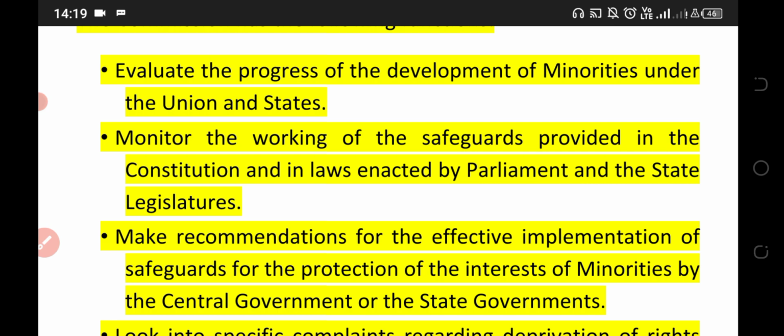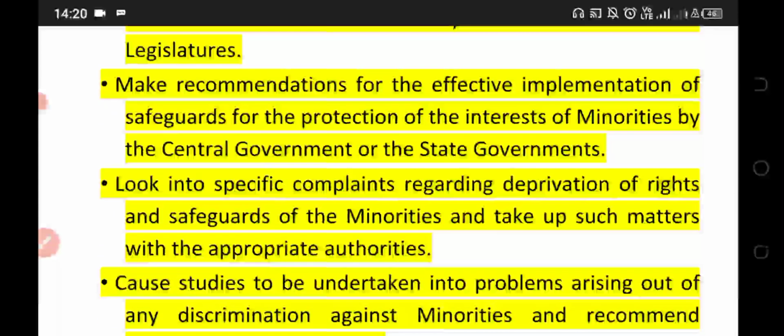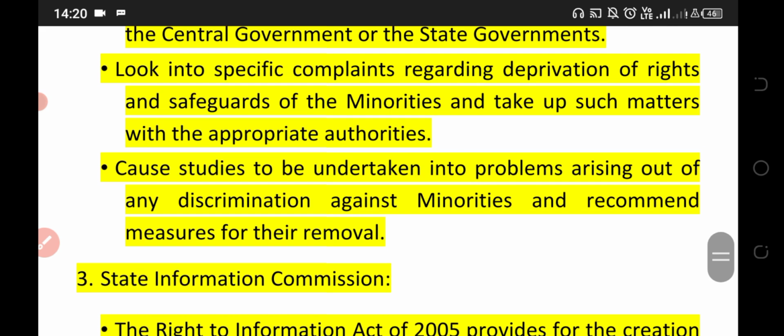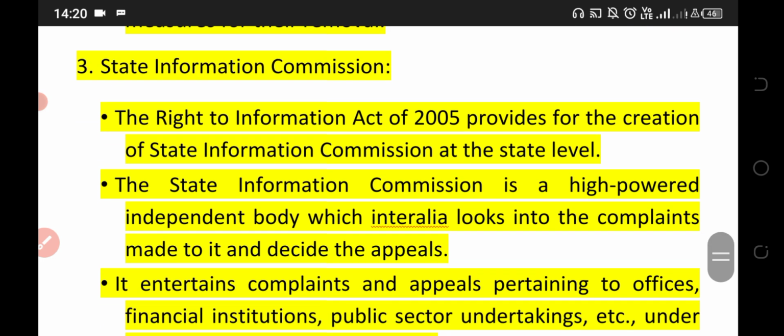Evaluate the progress of development of minorities under the Union and the states; monitor the working of the safeguards provided in the Constitution and in laws enacted by the Parliament and the state legislatures; make recommendations for effective implementation of the safeguards for the protection of the interests of minorities by the central government or the state governments; look into specific complaints regarding deprivation of rights and safeguards of the minorities and take up such matters with the appropriate authorities; cause studies to be undertaken into the problems arising out of any discrimination against the minorities and recommend measures for their removal.